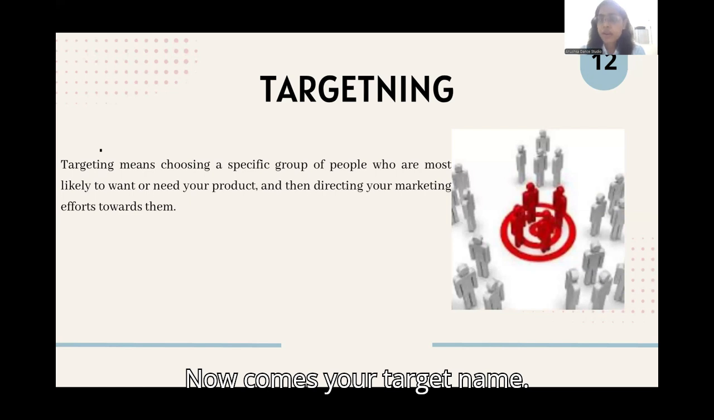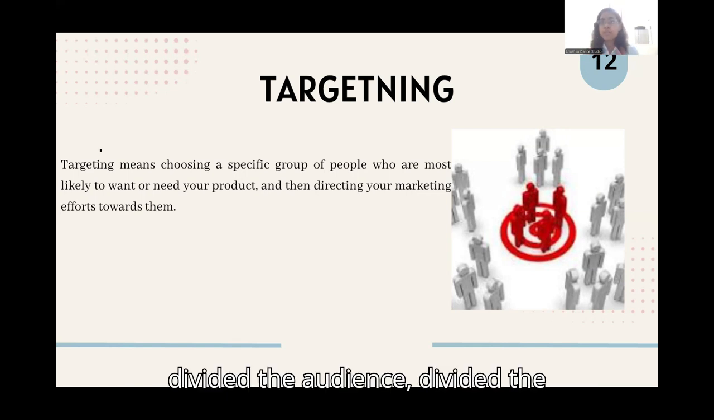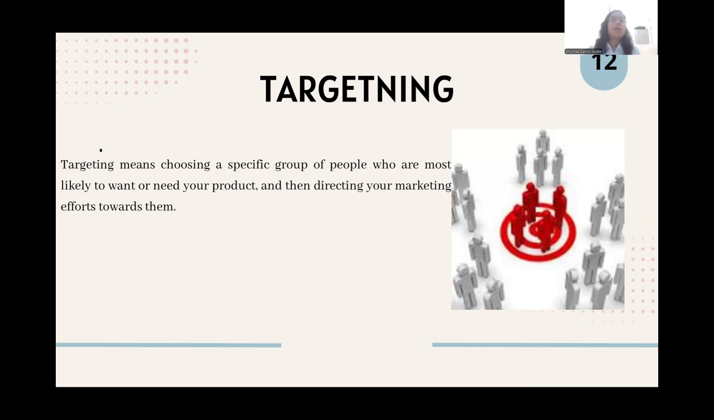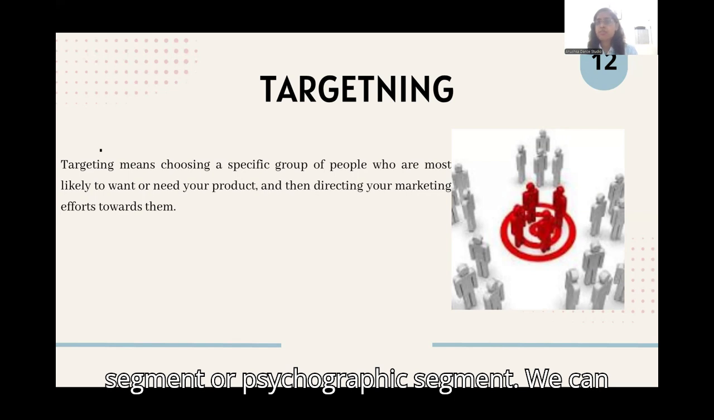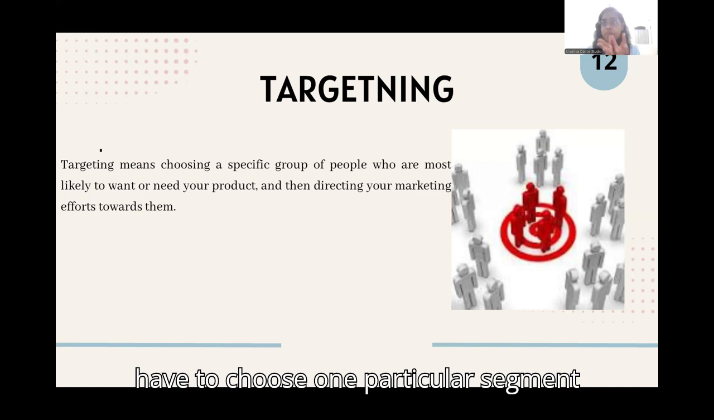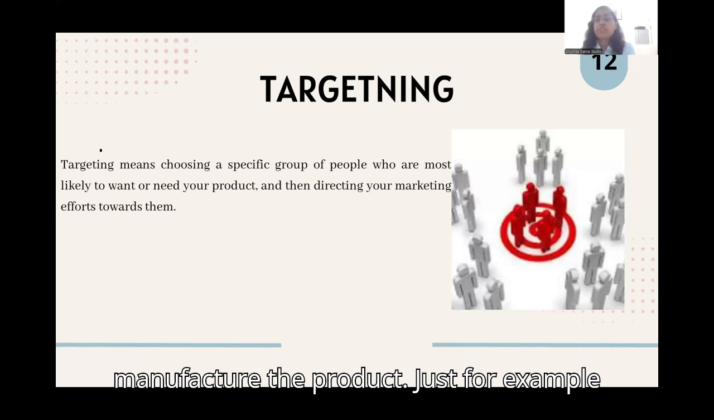Now comes your targeting. Targeting means, first of all, we have divided the audience, divided the people, into different segments. We can do a demographic segment or a psychographic segment. We can do the behavioral segment also. Now comes the targeting. In that, we have to choose one particular segment for which we have to manufacture the product.